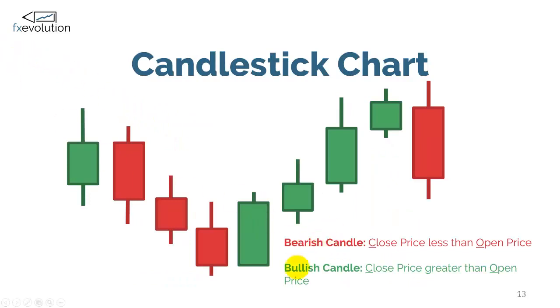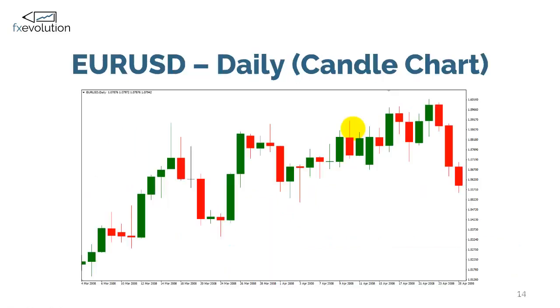So speaking of bearish and bullish, it's the same principle. The close price for a bearish candle is less than the open price. So again, open price over here on the left, close price over here on the right. Then we have the bullish candle, where the close price is greater than the open price. So open price on the left, close price on the right, and it's going up. So of course, bullish candle in this case.